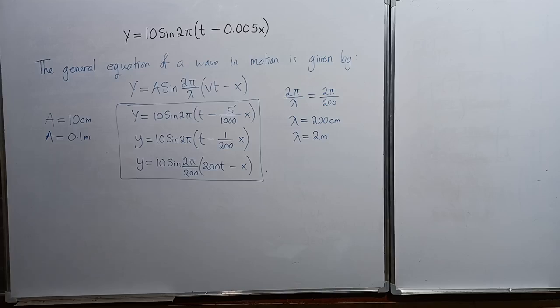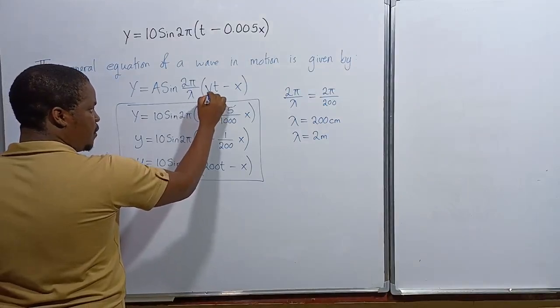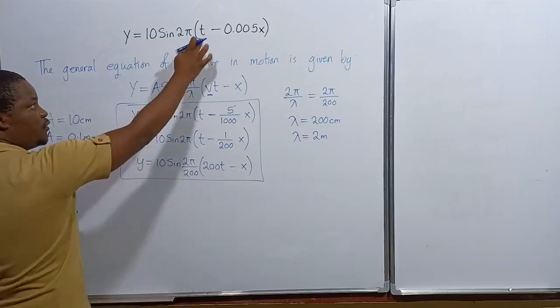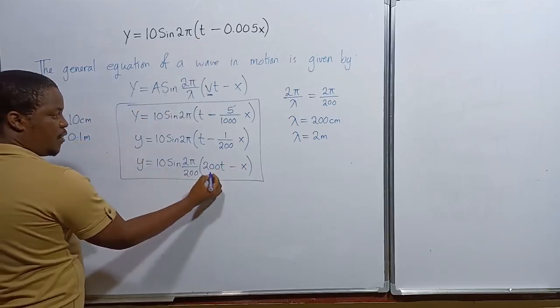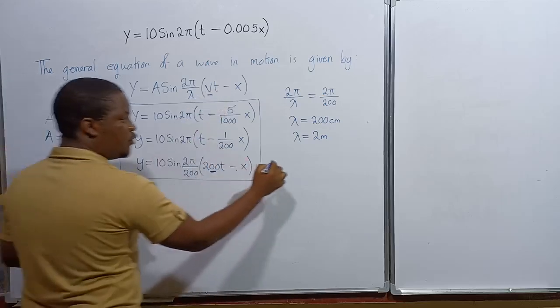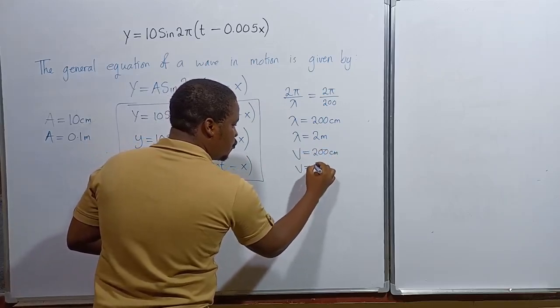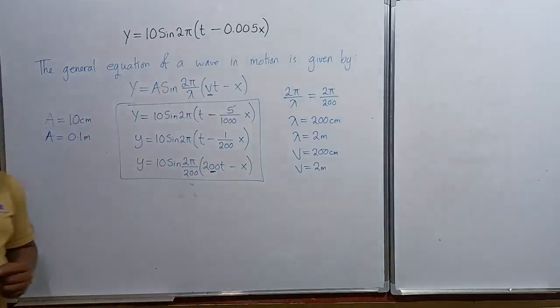What else are they asking for? Frequency. How do we find the frequency? Any idea? We'll come to the frequency. First of all, let's look at the velocity. Remember, in our general formula, we have a v here. In the formula we have here, we're using the one that we factored out to 200. So the coefficient of t here is 200, and the coefficient of t in the general formula is v. So it's obvious that v equals 200 centimeters, meaning that v is 2 meters per second. Is that okay?